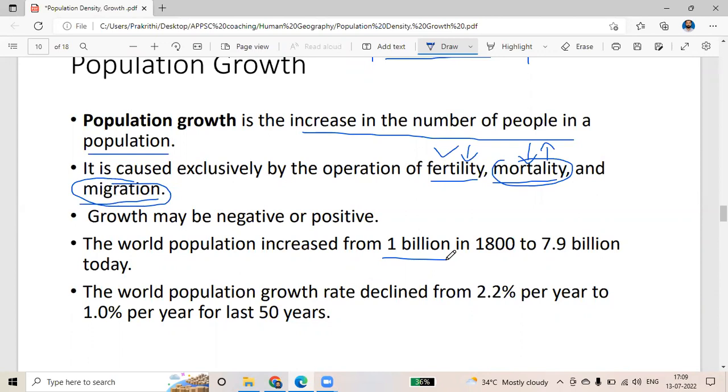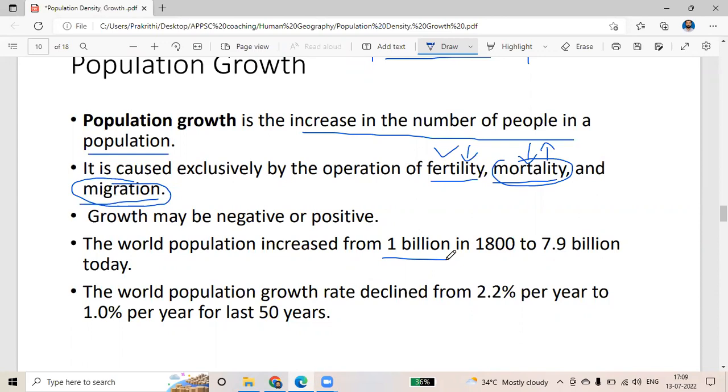Why? In 1800, it was only 1 billion. But within these 200 years, it has come to 8 billion. Almost 8 times increase in the population.